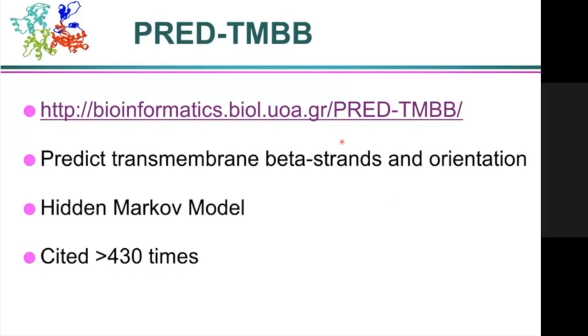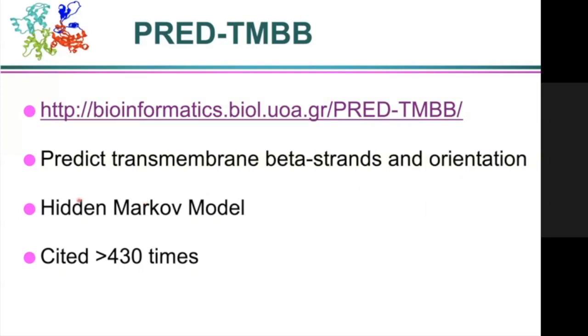But these two are still very useful because even though you can use AlphaFold to get the structure, these two can give you complementary information. And AlphaFold may not be 100% accurate either. So this information is complementary. More importantly, these two can predict the orientation, which side is inside the cell and which is outside the cell.